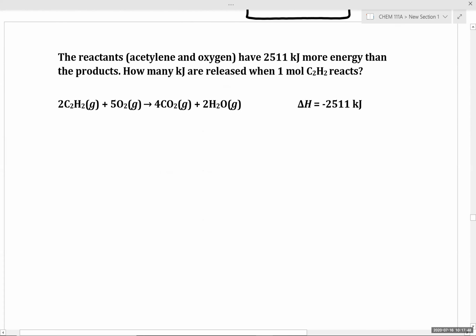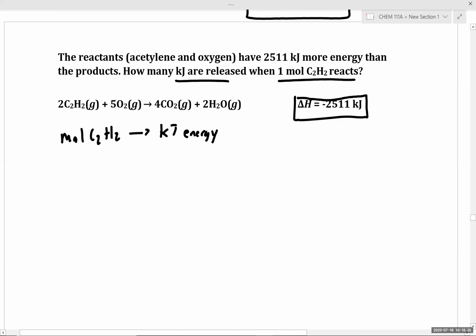So let's look at another way that we can utilize our chemical equation. In this case, we're going to relate the moles of a species that reacts to the amount of energy absorbed or released in our chemical reaction. We're asked to go from the moles of acetylene to the kilojoules of energy. Our conversion factor to go from moles of reactants or products to the amount of energy absorbed or released is our enthalpy of reaction.